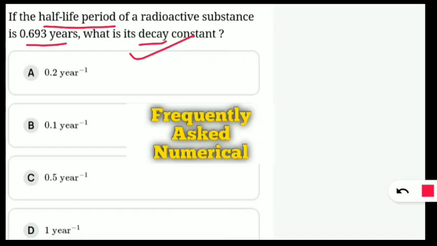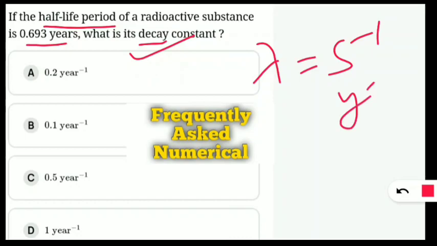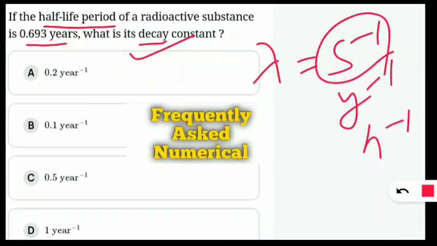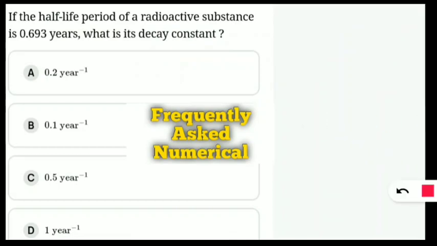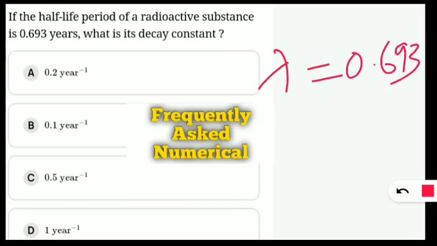Here the decay constant is denoted as lambda, and its unit is second inverse. So it is actually the inverse of time. It can be second inverse, year inverse, or hour inverse. The SI unit will be second inverse only. So to find the lambda value, that is the decay constant, the formula is 0.693 divided by T half. Here T half means the half-life time of that given radioactive substance.